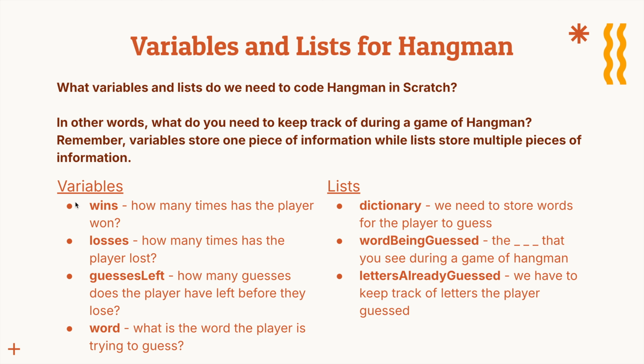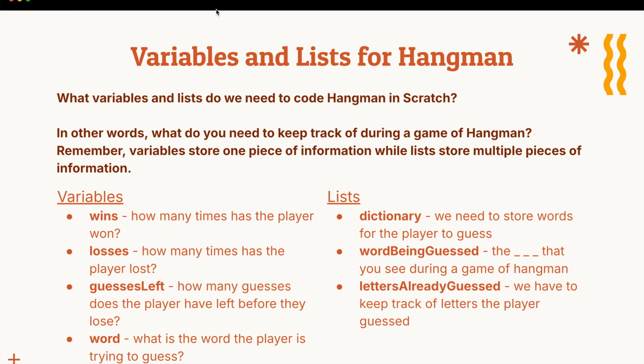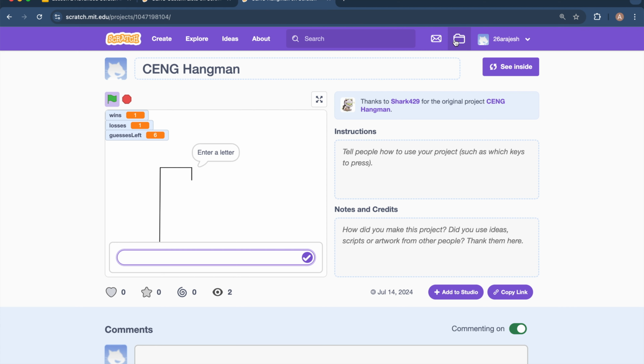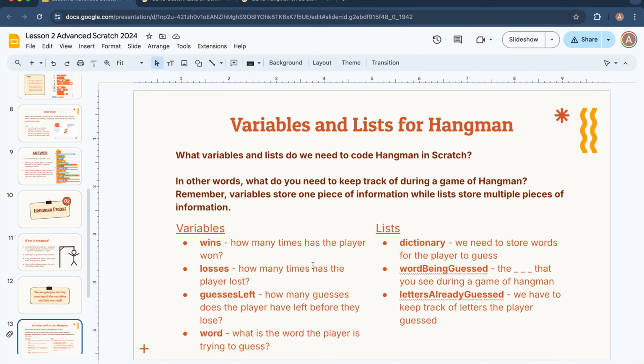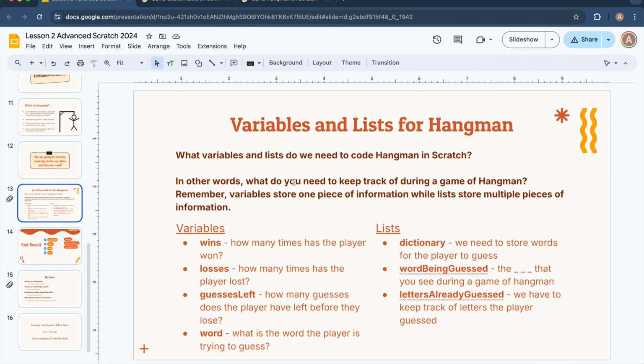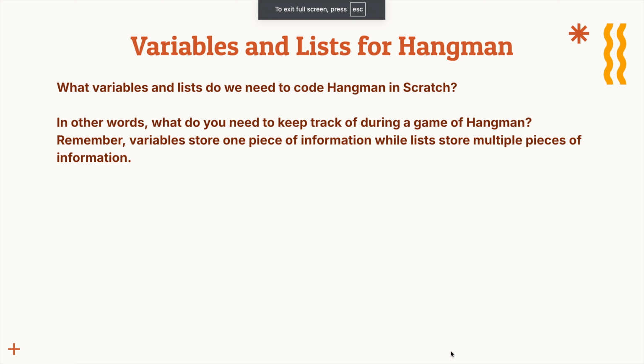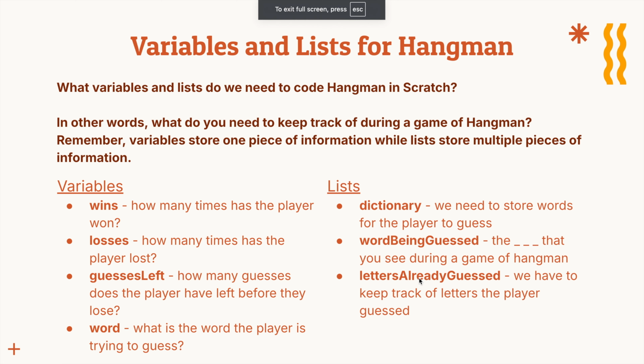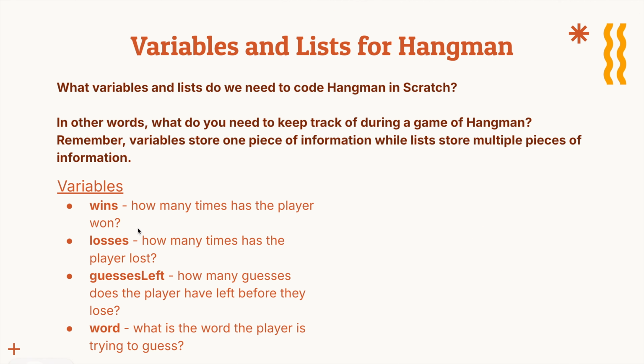So those are the variables and lists you want to create in your game of Hangman. So what I want everyone to do is go to your Scratch, and I want you guys to create a new project. And once you create a new project, I want you guys to start creating all of these variables and lists. So once again, pause the video and take a few minutes to create all of these variables and lists.